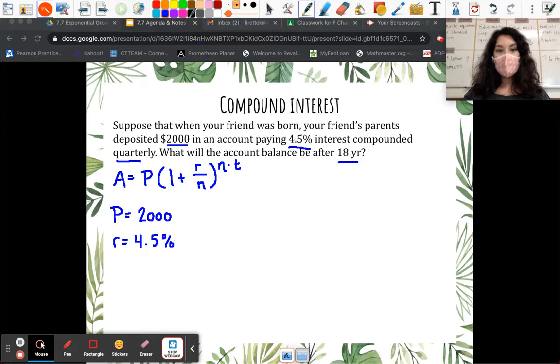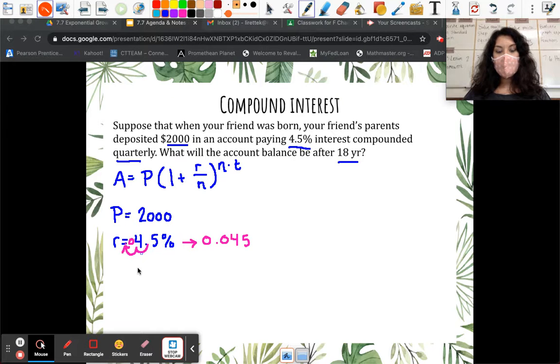And again, we don't want to leave it as a percent. We want to express it as a decimal. I can either divide it by 100 or simply move my decimal 2 places to the left. Just make sure when you do that, that empty space gets a 0.